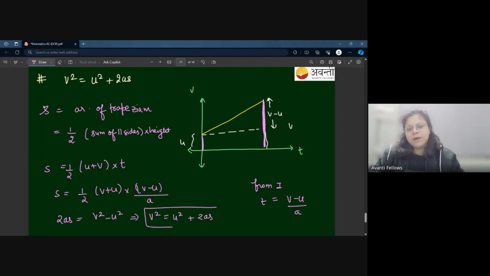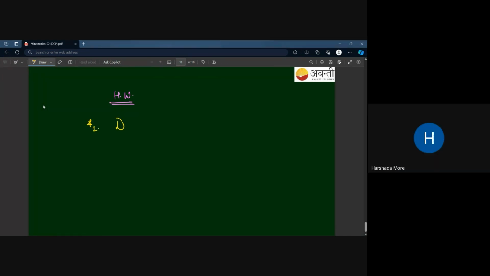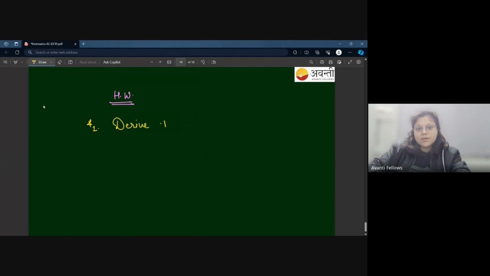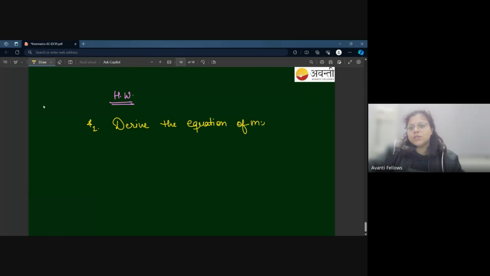So this is my way to explain the three equations. It's your homework. See, I'm writing your homework over here and please take it very seriously. Number one: derive the equations of motion by the differentiation method. Ma'am, will you share this PDF on the group? Okay, basically you have the link in your Google Sheet now. Yes, ma'am.